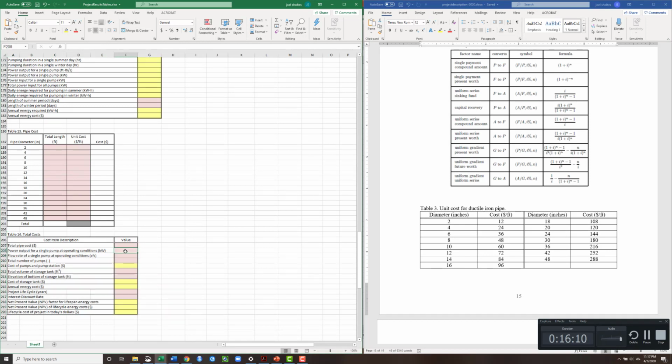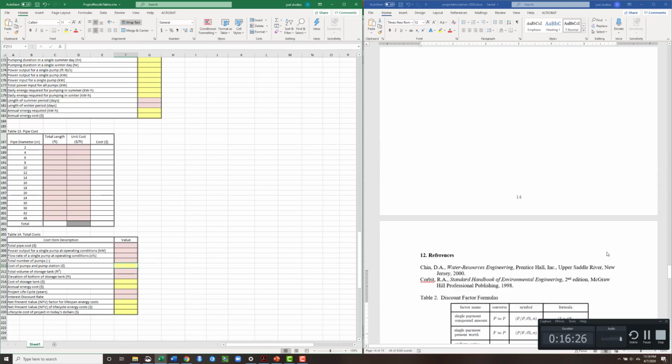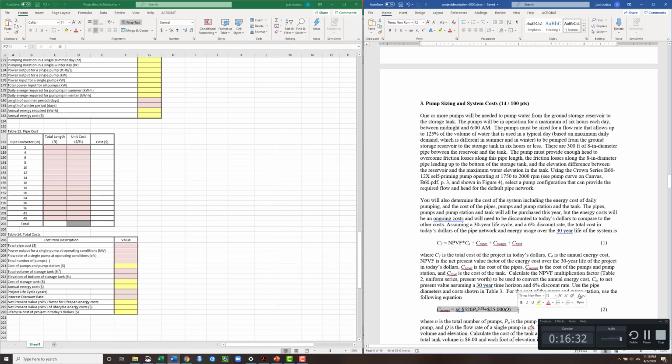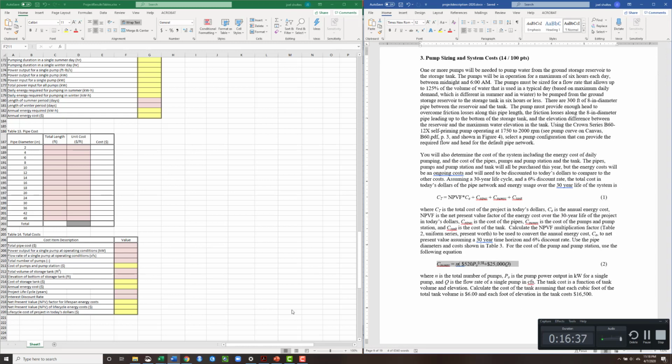Okay, so for the final table, we have the total pipe cost from table 13. We have the power output for the single pumps, total number of pumps. We have the cost of pumps and pump station, and that is going to be based off of this equation right here. So that equation gives us the total cost of pumps, where N is the number of pumps. This is our power output. This is our flow rate. So this equation relates all these variables to the total cost of the pump and pump station. So that's a capital cost.